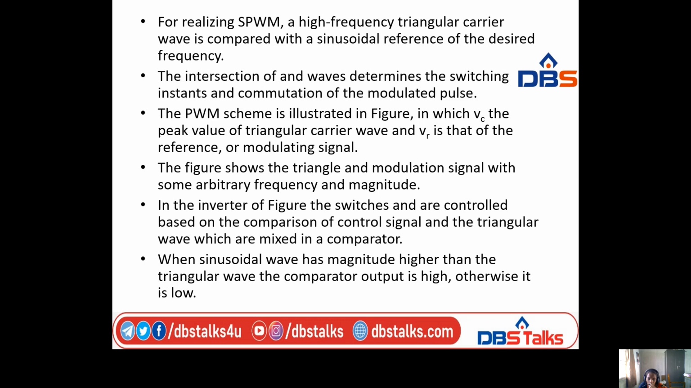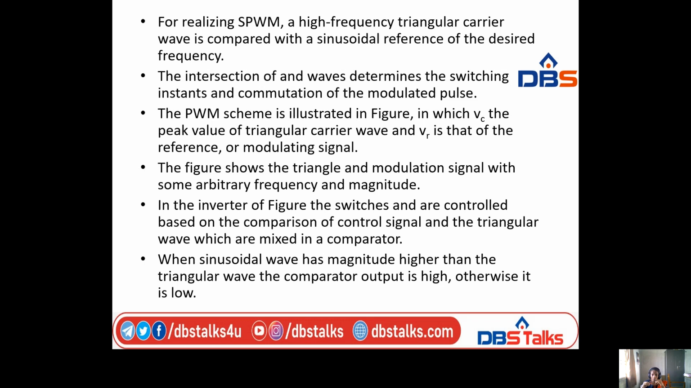So in the sinusoidal wave, when the magnitude is higher than the triangular wave, the comparator output is high. Otherwise, it is low. Okay. So here, for realizing sinusoidal pulse width modulation, a high frequency triangular carrier wave is compared with a sinusoidal reference of desired frequency. So the intersection of these two waves will determine the switching instants and commutation of the modulated pulses.